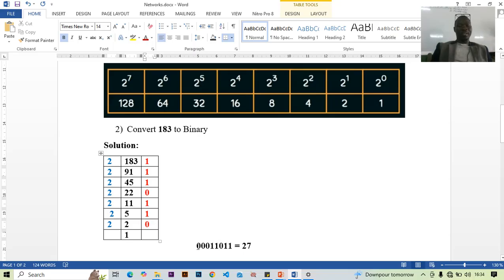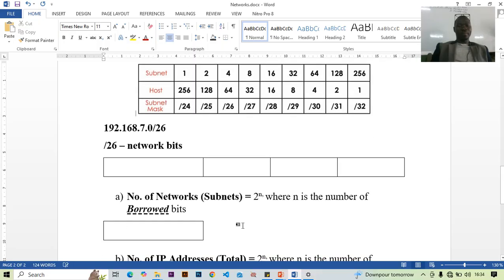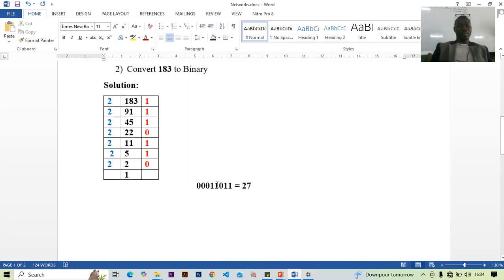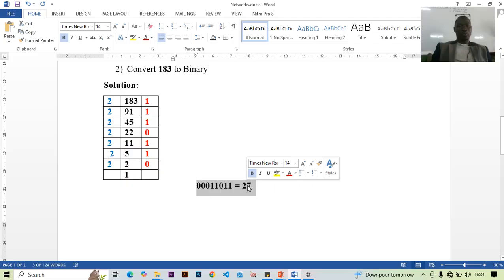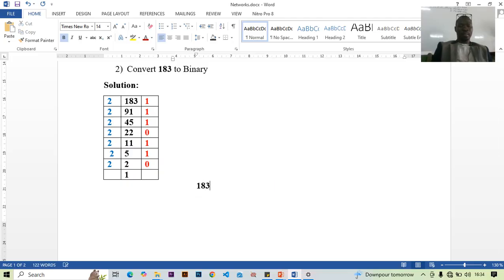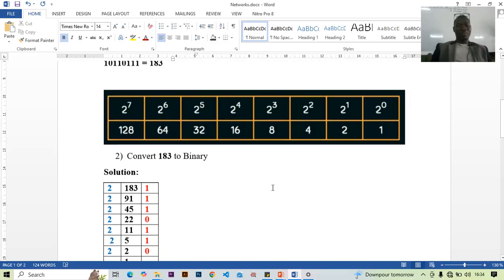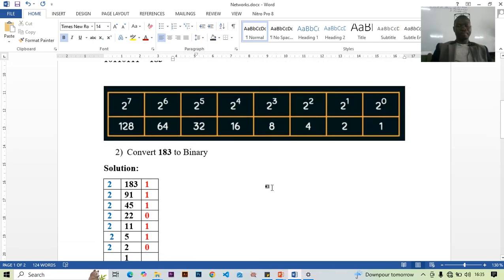So it means our value here, which is 183, will be the same as writing 1 from down going upwards. 1 2 3 4 5 6 7 8. So it means we're going to say 1 followed by 0 followed by 1 1 followed by 0 followed by 1 1 1. So this is a representation of 183, which is decimal into binary. So I hope this has been clearly understood.